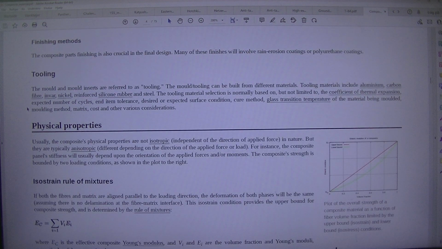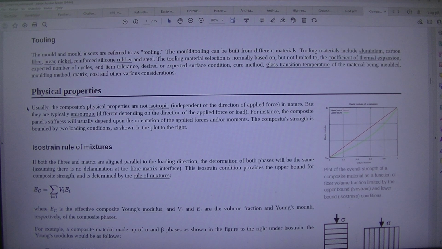Tooling. The mold and mold inserts are referred to as tooling. The mold/tooling can be built from different materials. Tooling materials include aluminium, carbon fiber, invar, nickel, reinforced silicone rubber and steel. The tooling material selection is normally based on, but not limited to, the coefficient of thermal expansion, expected number of cycles, end item tolerance, desired or expected surface condition, cure method, glass transition temperature of the material being molded, molding method, matrix, cost and other various considerations.